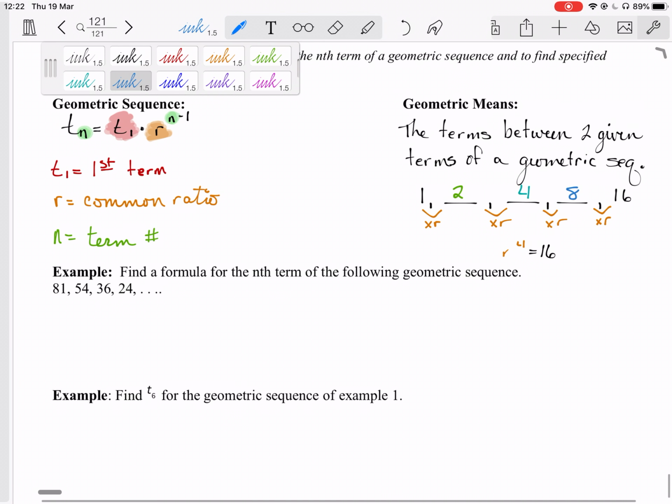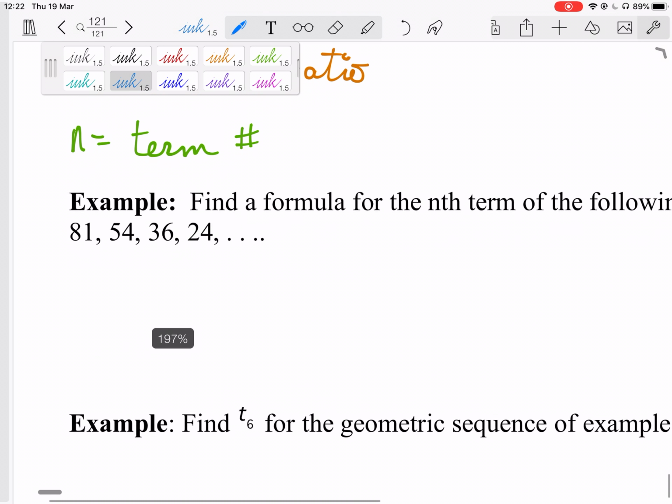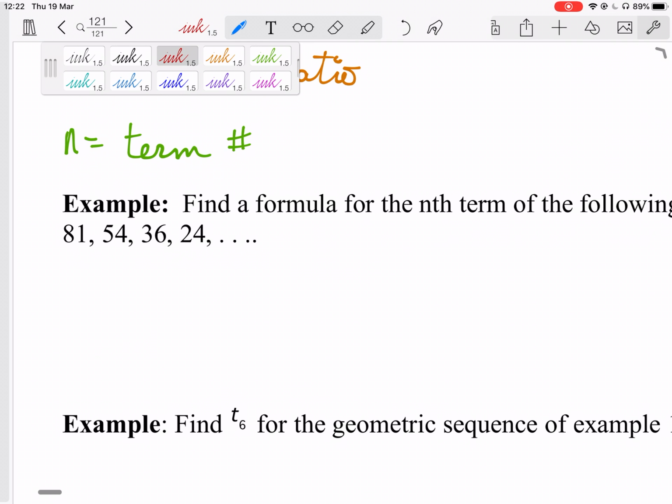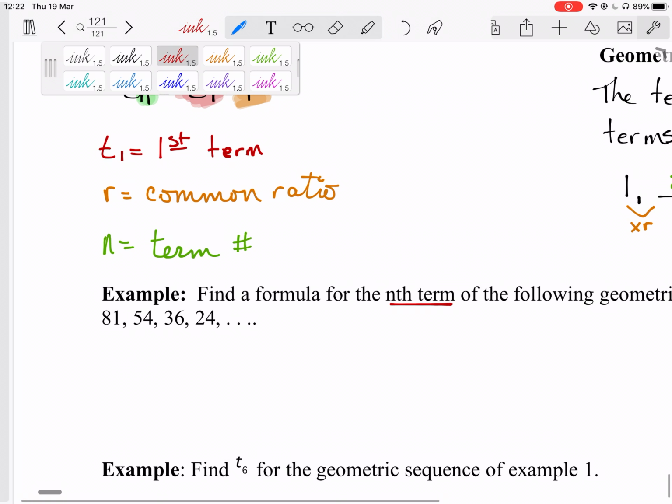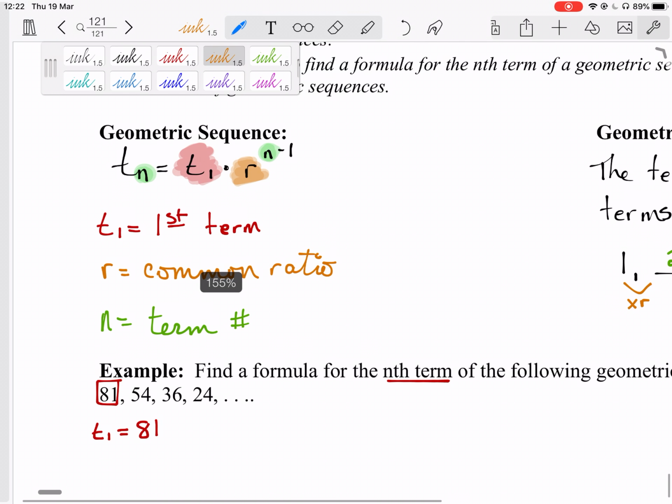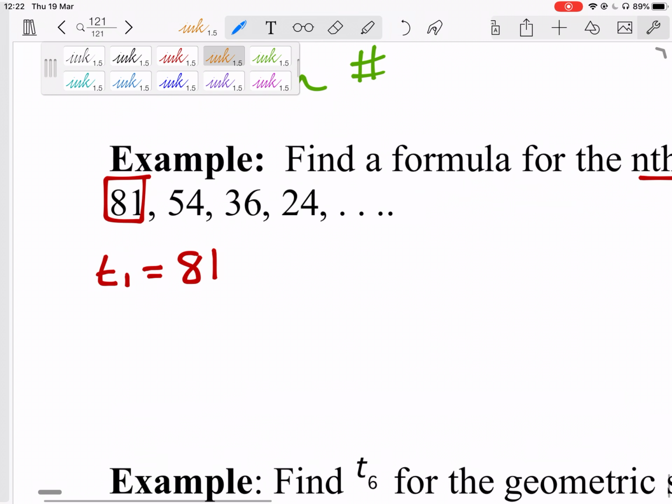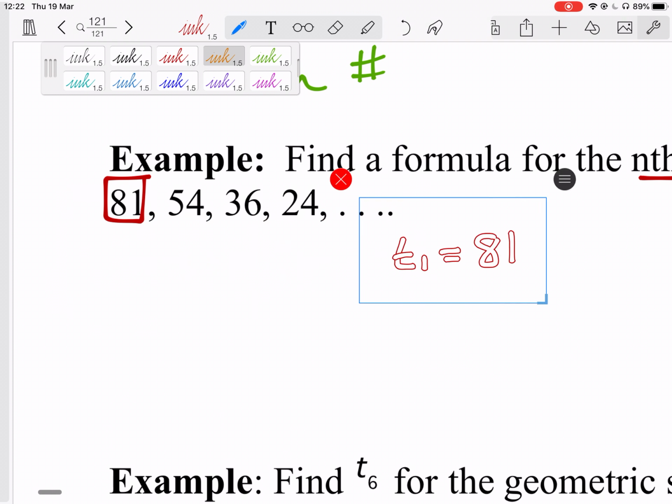So for this next part, we're going to find a formula for the nth term of the following geometric sequence. So nth term, again, they just want the t sub n formula, so we're leaving the n where it is. In order to do this, I need my first term, so my t sub 1, and that is 81, whatever showed up first. I'm also going to need my common ratio, the r.